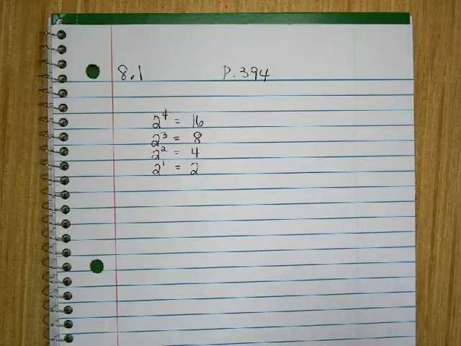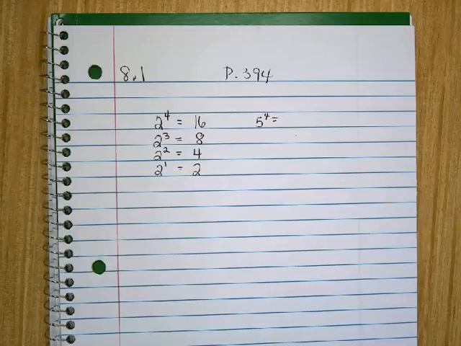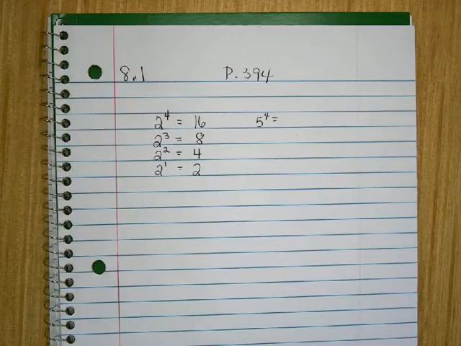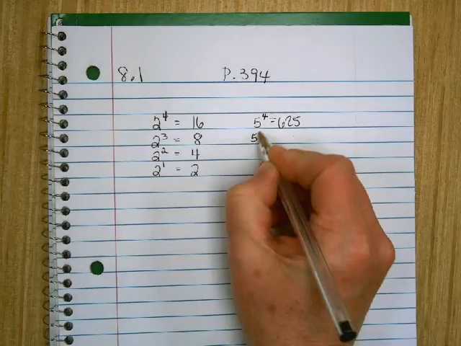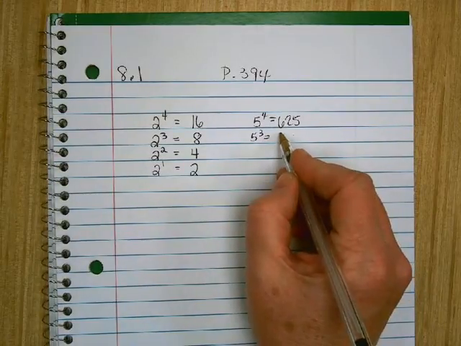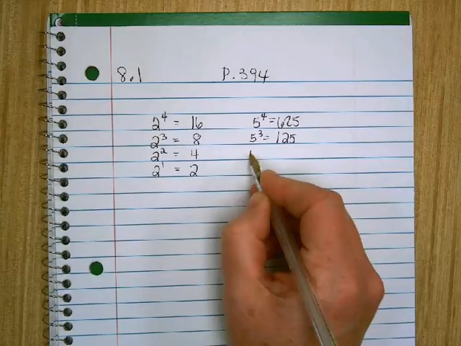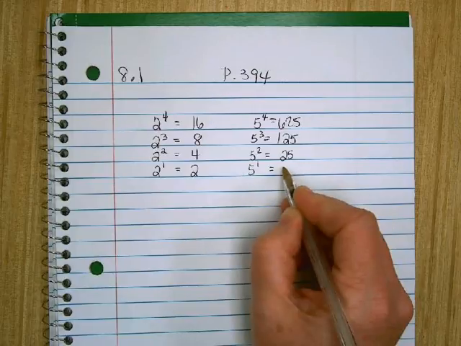All right, let's move over. Let's do another list. 5 to the 4. What's that? It's 625. What about 5 to the 3rd? Do y'all agree it's 125? 5 squared? 5 to the 1? 5.